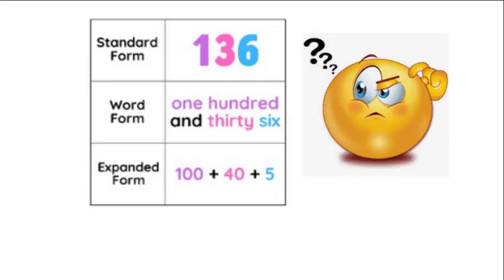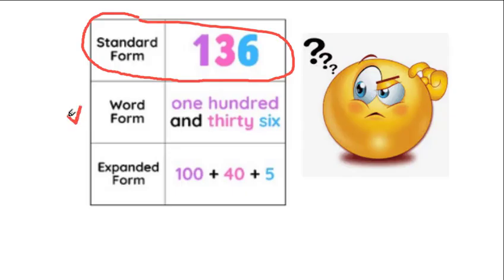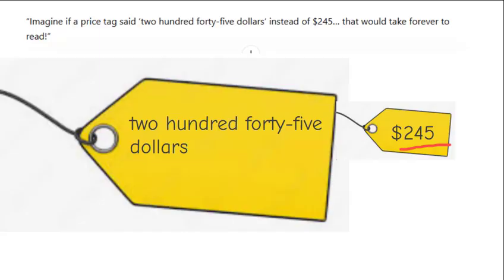Standard form is the regular way that we write numbers when we're using digits, just like this. Word form or written form is when we write it out in words. And then we have expanded form when we want to understand the value of the numbers. Standard form, again, is just the regular way we write numbers. Imagine if a price tag said two hundred forty-five dollars, all written out like that, instead of in standard form, $245. That would take forever to read. This is so much simpler.